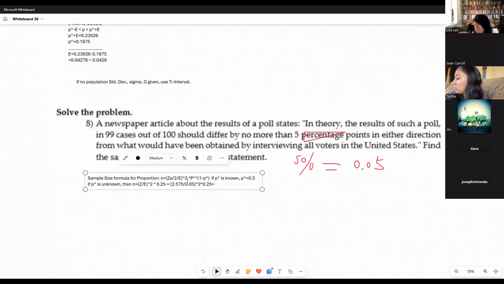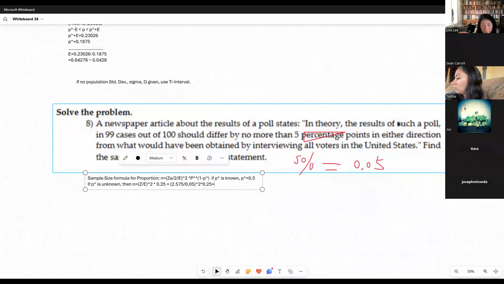So if you use a calculator now, you should get the right answer. Okay, I'm going to try with my calculator as well. If you have a calculator there, do it together: 2.575 divided by 0.05, close the parenthesis and raise to the square power, then multiply by 0.25 and equal.